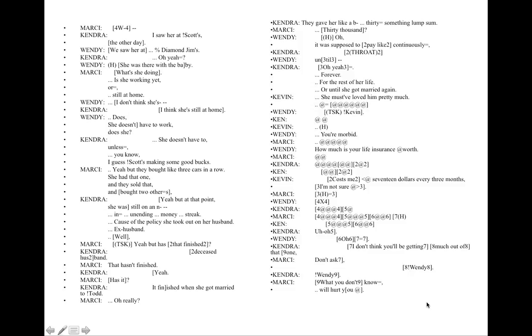Right. Okay. So, other selection and self-selection. One instance of other selection is here, where Wendy asks, how much is your life insurance worth? You know, asking Kevin, who just made a cruel joke about how this other person must have loved the new husband very much in order to forego the payments of the life insurance. So that's other selection. And there's also self-selection.